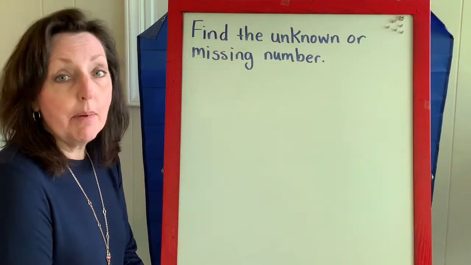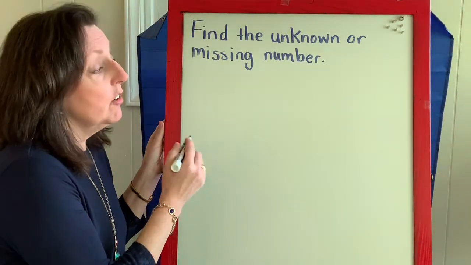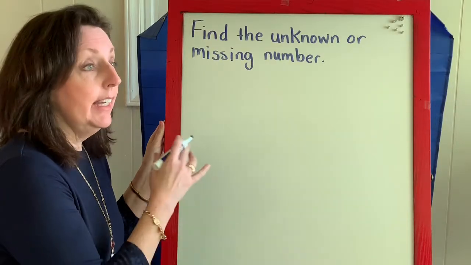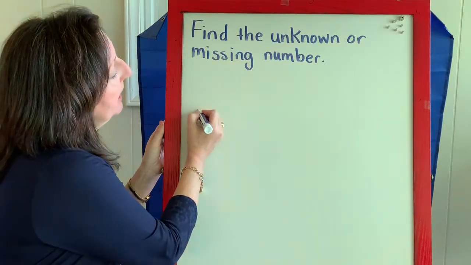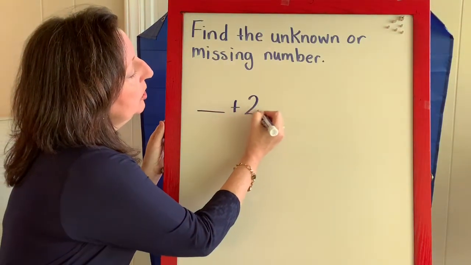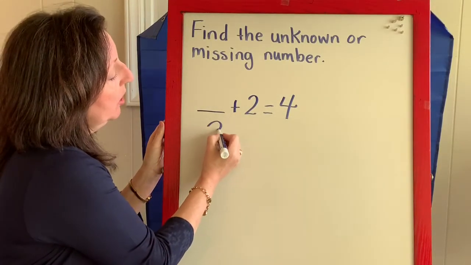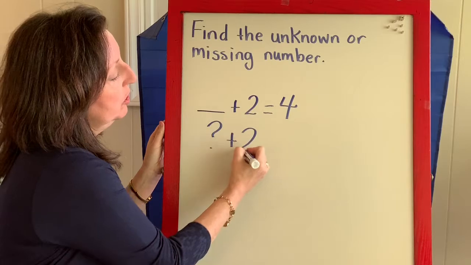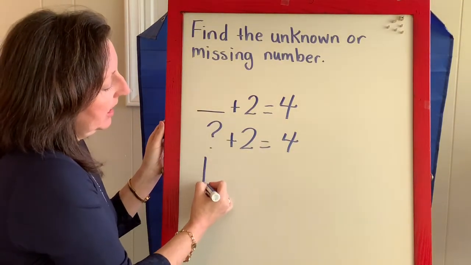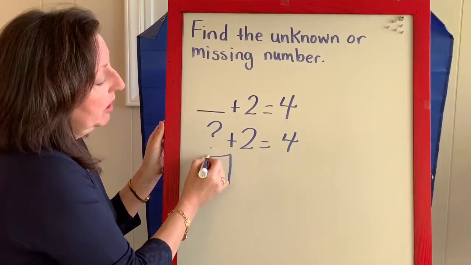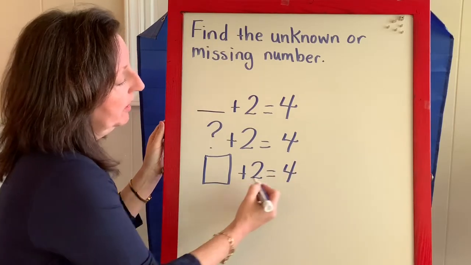First of all, let's think about what finding the unknown or missing number means. Sometimes the missing or unknown number can be a blank, it could be a box, it could be a question mark, it could even be a letter. For example, it could be blank plus 2 equals 4. And it could also be a question mark plus 2 equals 4. That's the unknown. It could also be a box. We don't know what it is. Box plus 2 equals 4.